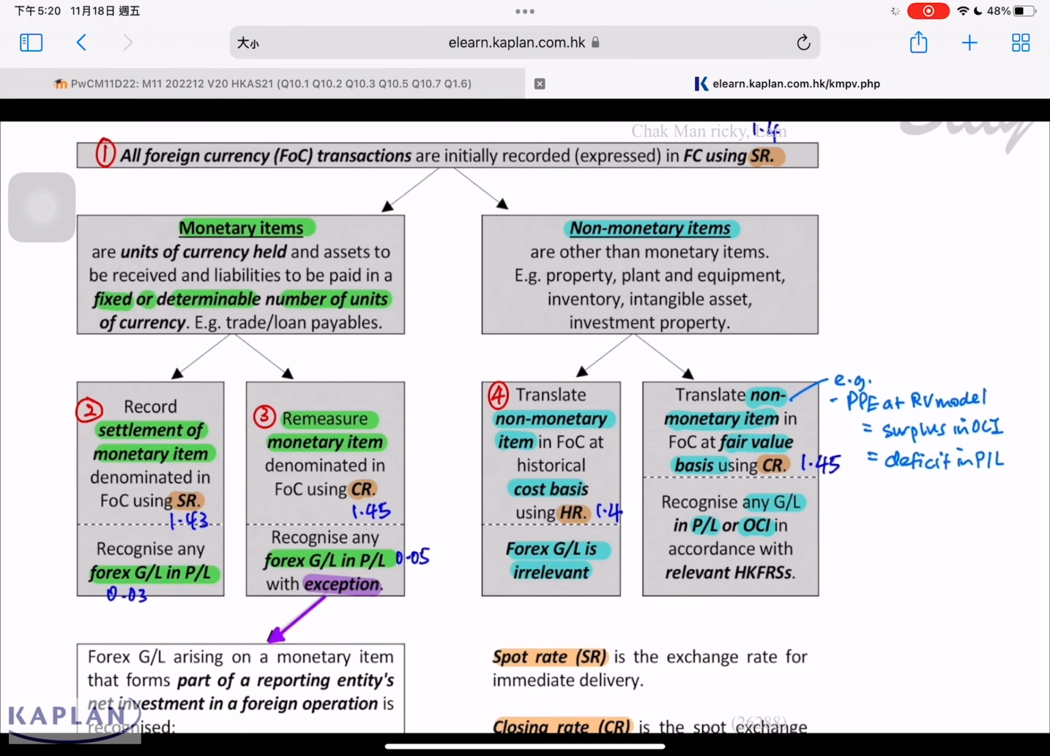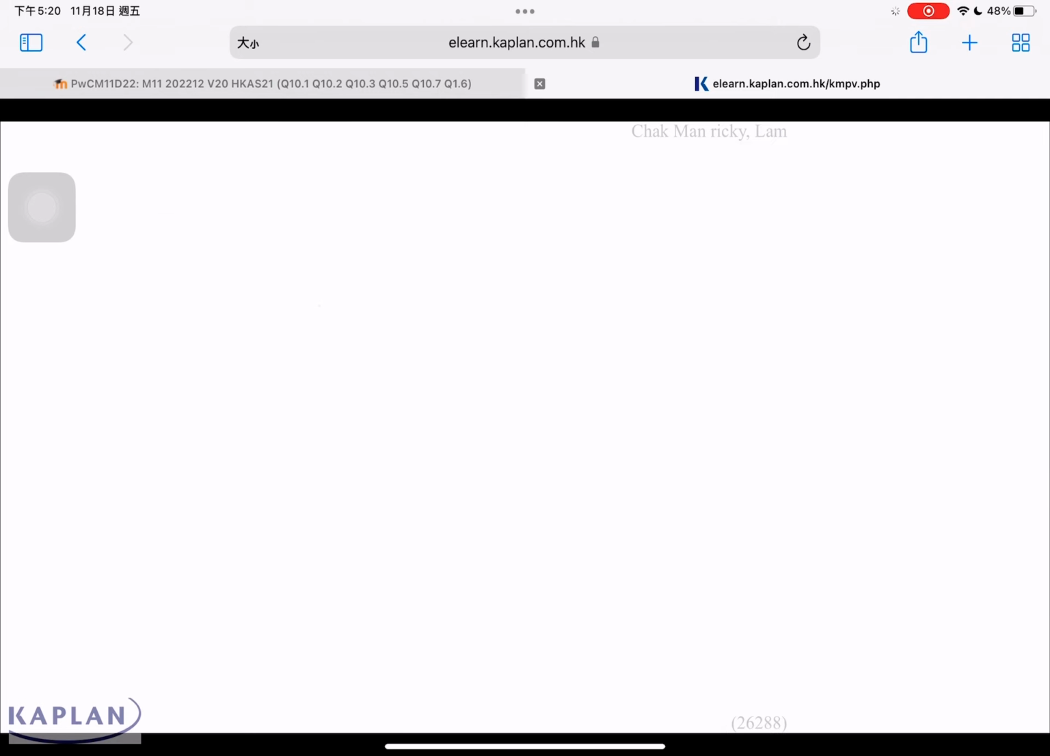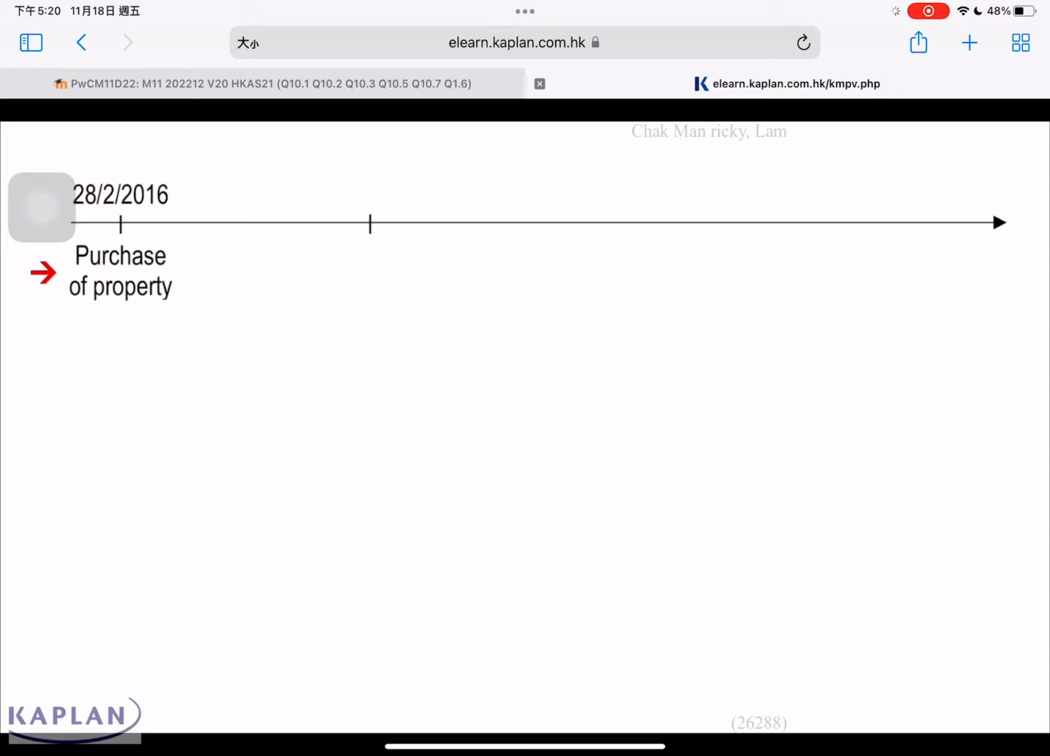Earlier on, the question we discussed was more on monetary items. Can I do a little bit on non-monetary items? Take for example, on 28 February 2016, the purchase of property, assuming Australian dollar 10 million. Initially, this purchase will be recorded at spot rate 5.0. The amount in Hong Kong dollar will be equal to $50 million.